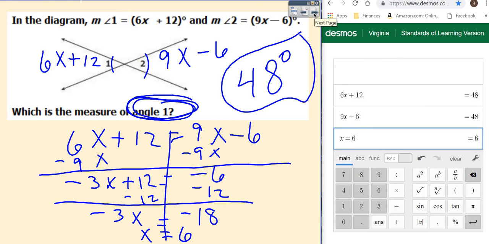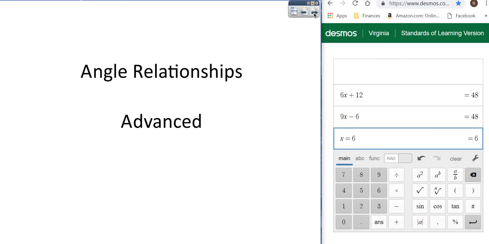Alrighty, so let's go on to the next one. You can see that you could very easily solve that in your calculator. All right, next one we have is angle relationships advanced.